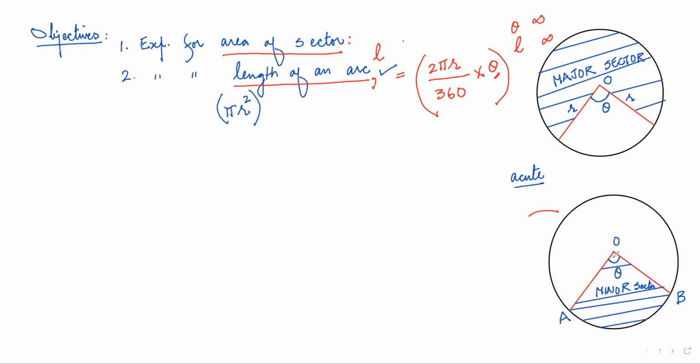Similarly, students, now the same concept we are going to apply on the sector. Okay, this is a minor sector AOB. This one is the minor sector corresponding to which angle? Corresponding to angle theta. Now, students, imagine what I do. I move point A to here. So what you can see, the theta is becoming more and the area of this sector is also increasing.